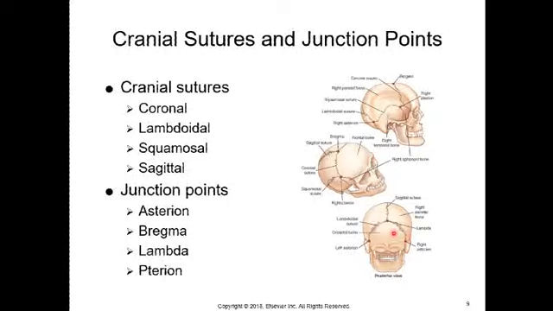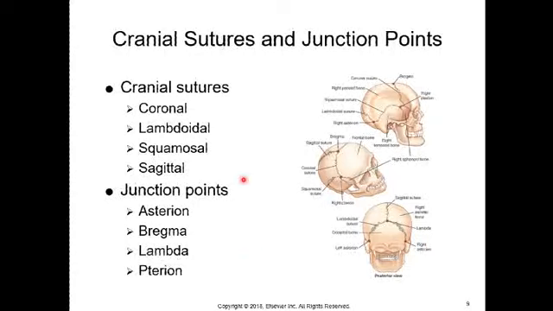The reason why it's called your lambdoidal suture is because if you know your Greek alphabet, lambda looks like this. So it's like a triangle without the bottom. So that's lambda. Your squamosal sutures go across the squamosal portion of your temporal bone. So if you can remember that, that makes it easy to remember that suture. And then of course your sagittal suture would be in line with your sagittal plane. So there it is there, and here it is in another view as well.